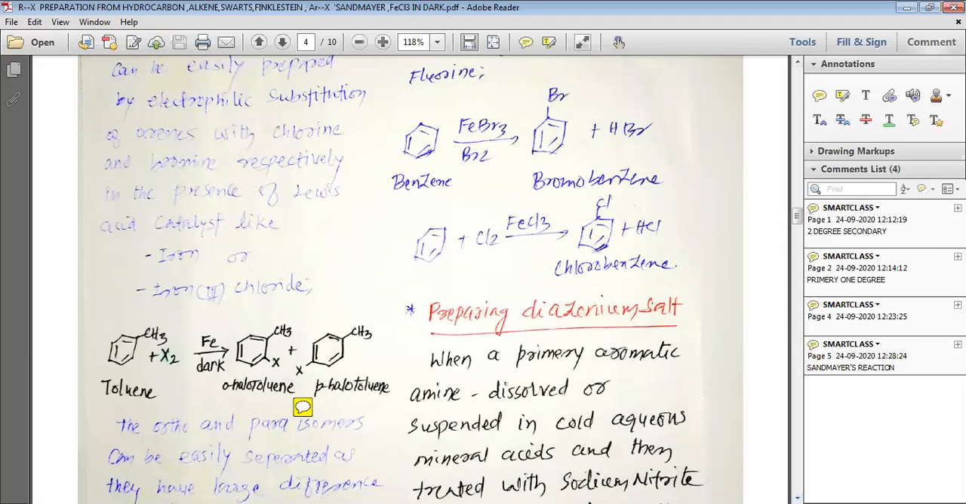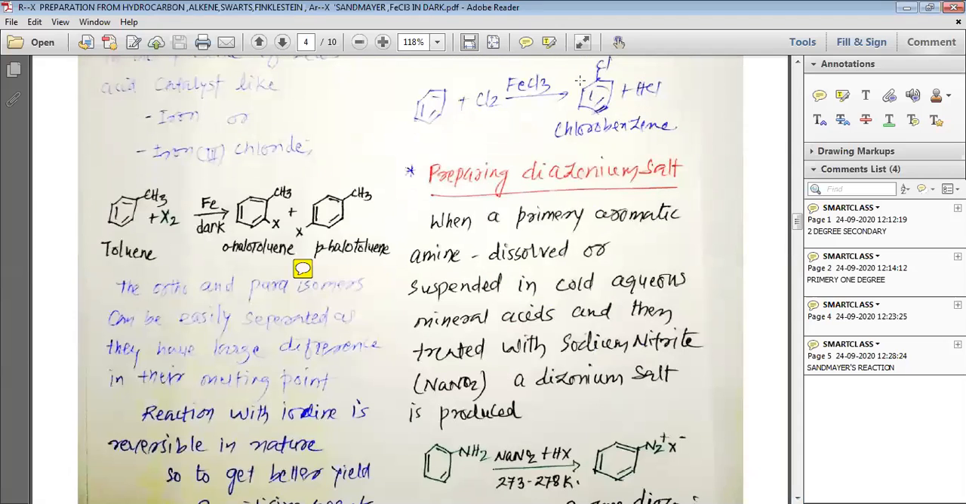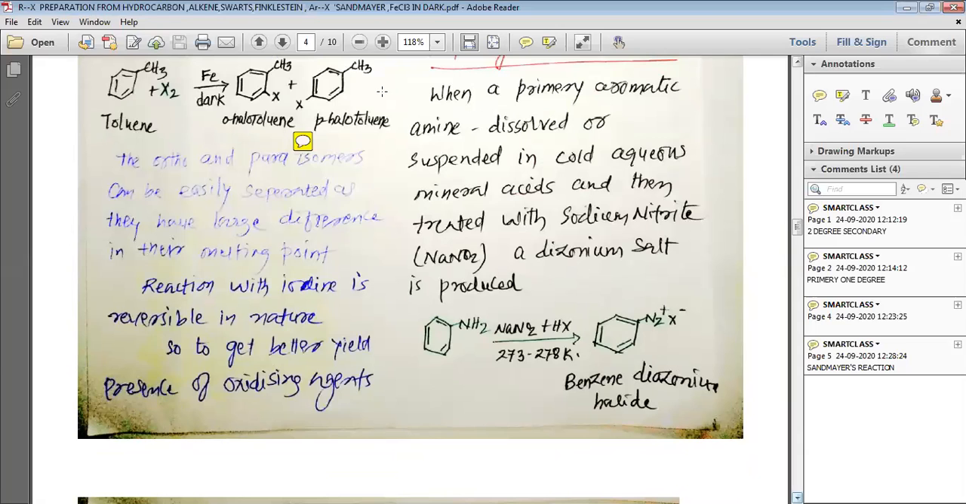You can see here, my dear students, that in this reaction we have toluene. This toluene reacts with the halogen X2 in the presence of iron. Light should not be present, so dark is needed. Thus, ortho-halotoluene and para-halotoluene are formed. They have a large difference in their melting points, and by the process of melting, we can separate them. So this is how, my dear students, we understand this preparation.